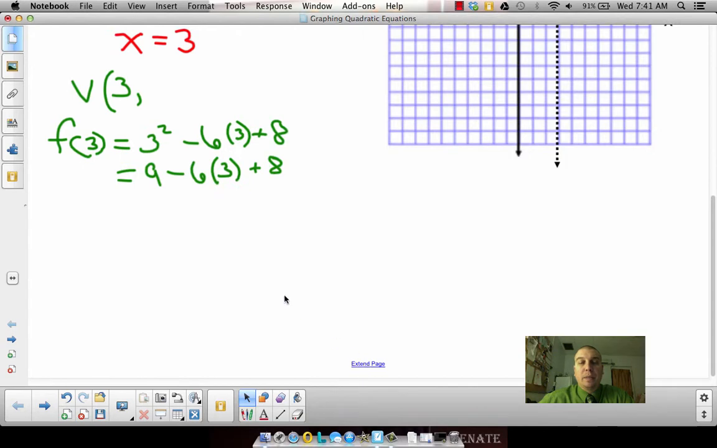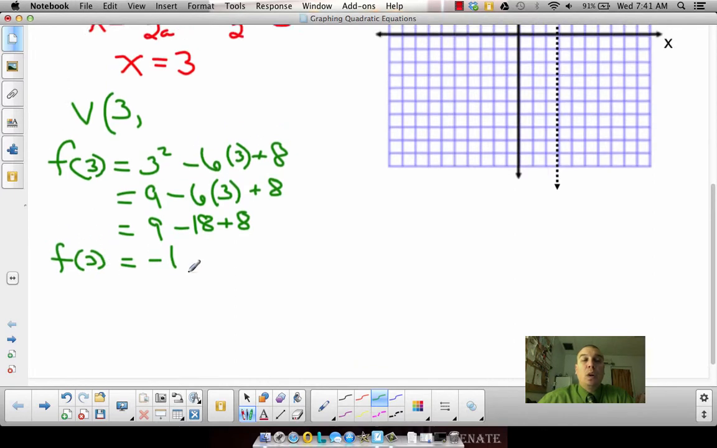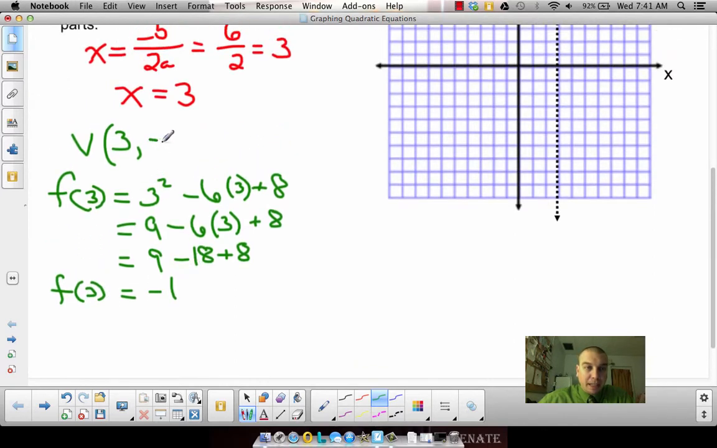Okay, I'm going to have to extend the page. Back to my handy-dandy green pen. So then I get 9 minus 18 plus 8. I'm getting better at this using the pen. Alright, so 9 and 8, that's 17. So 17 minus 18, that's going to give me a negative 1. So that means when x is 3, y is at negative 1.